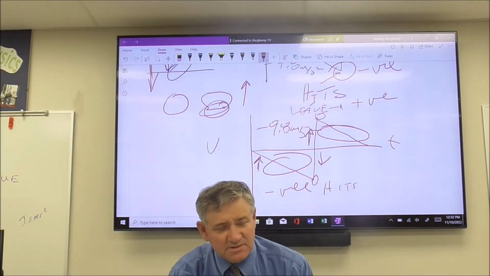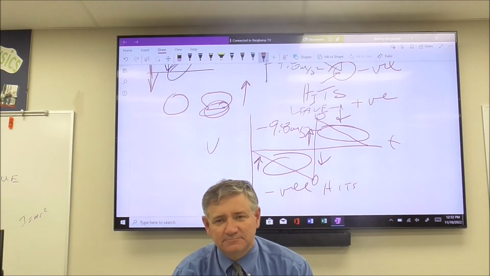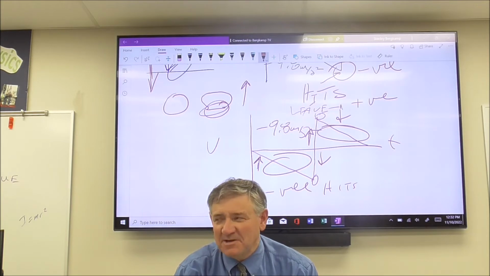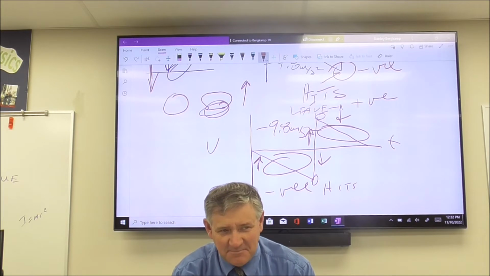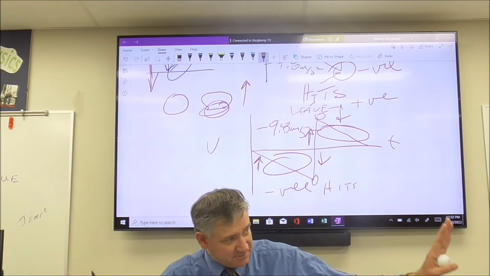Once it leaves the ground, what's it going to do? Slow down. Oh no, slow down, because it's going towards... yeah, you're right. So how many regions is it slowing down? 2. How many regions is it speeding up? 2. Okay? Got the idea. You have the big picture.